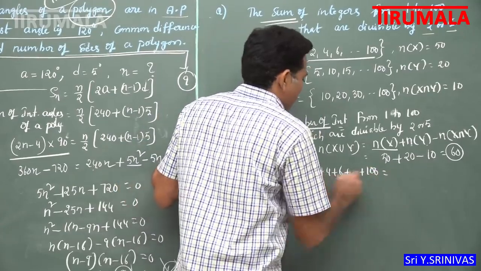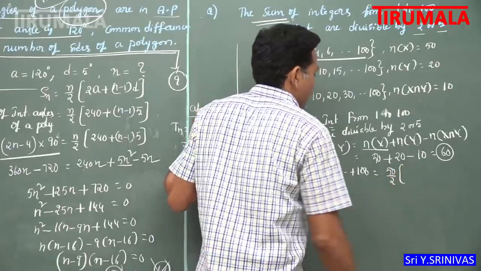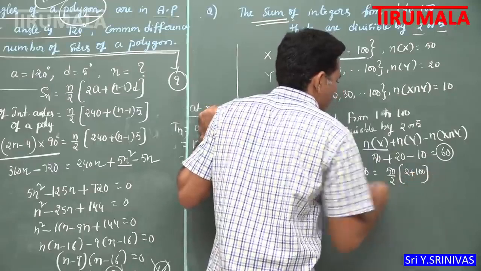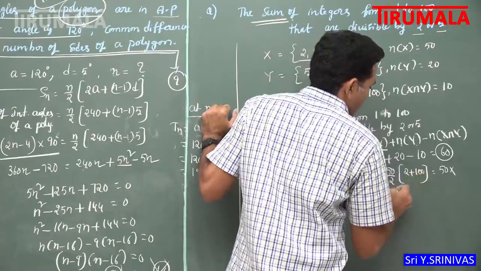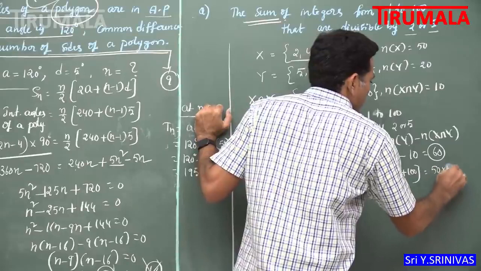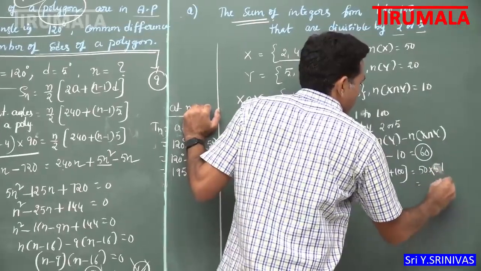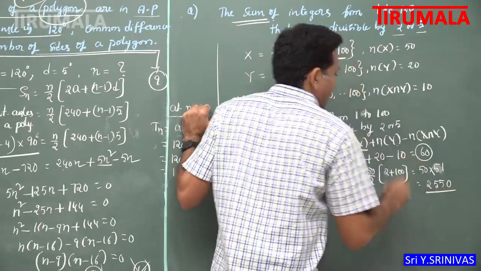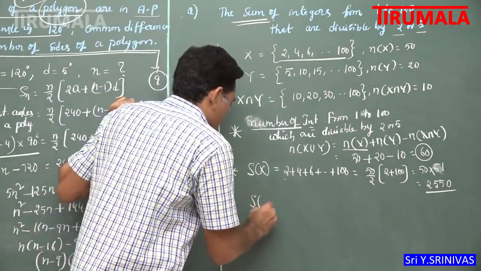What is the formula? Sum of 50 numbers: 50 by 2 into first term plus last term, 2 plus 100. It is 50 into 102 by 2, which is 51. So 50 into 51, 2550 is the answer.